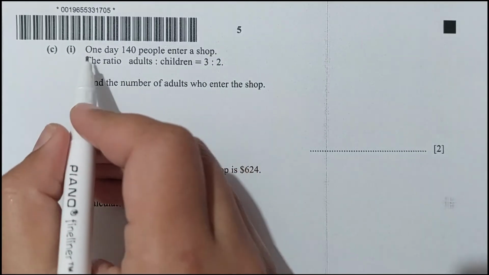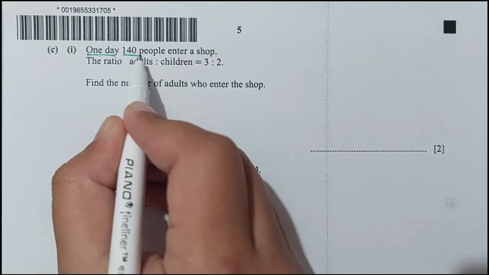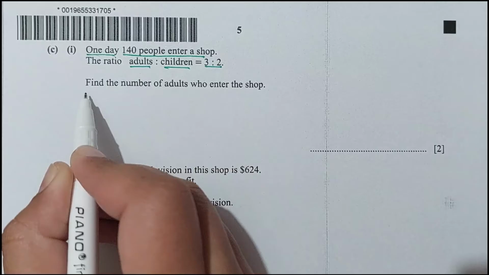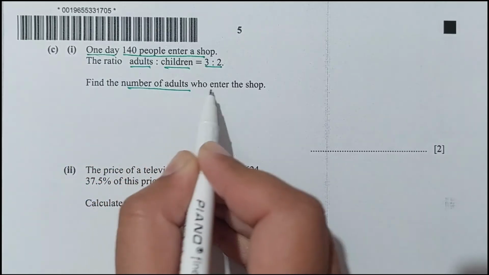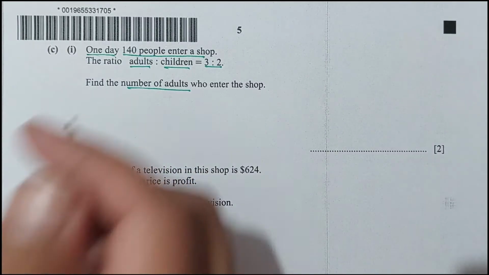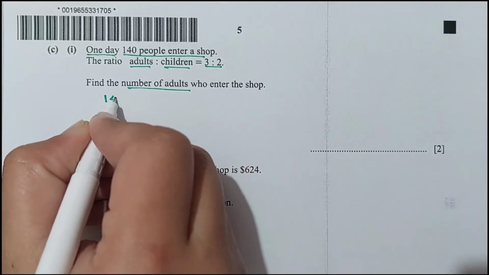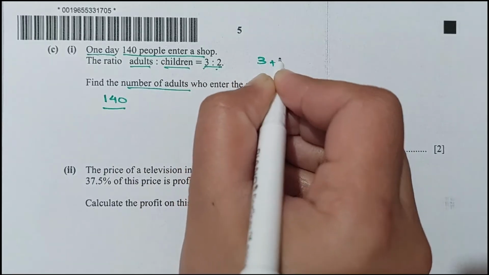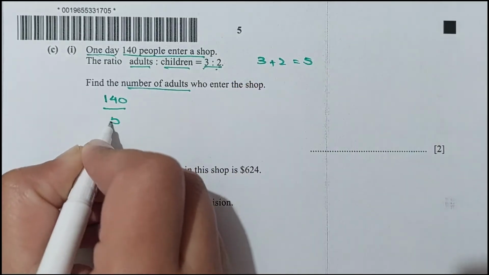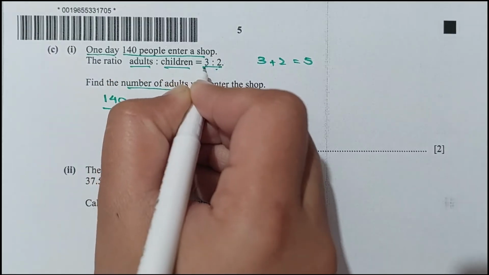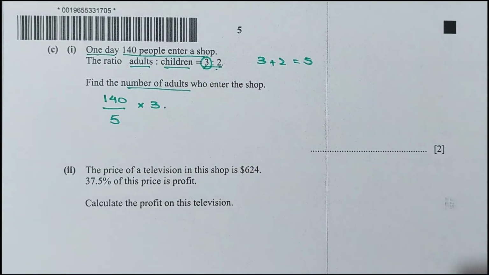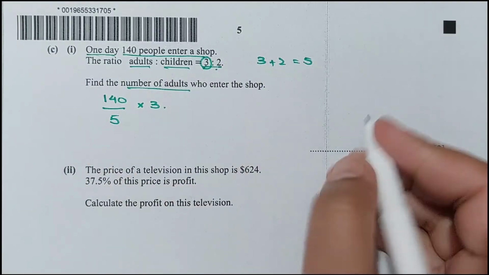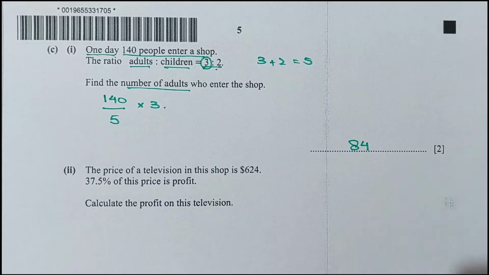Now for part C, number 1. One day, 140 people enter a shop. The ratio of adults to children is 3:2. Find the number of adults who enter the shop. This is pretty simple. The total people who enter the shop are 140, divided by the total ratio. The total ratio is 3 plus 2, which equals 5. So 140 over 5 multiplied by 3, for the adults, is 84. 84 are adults and the rest are children.